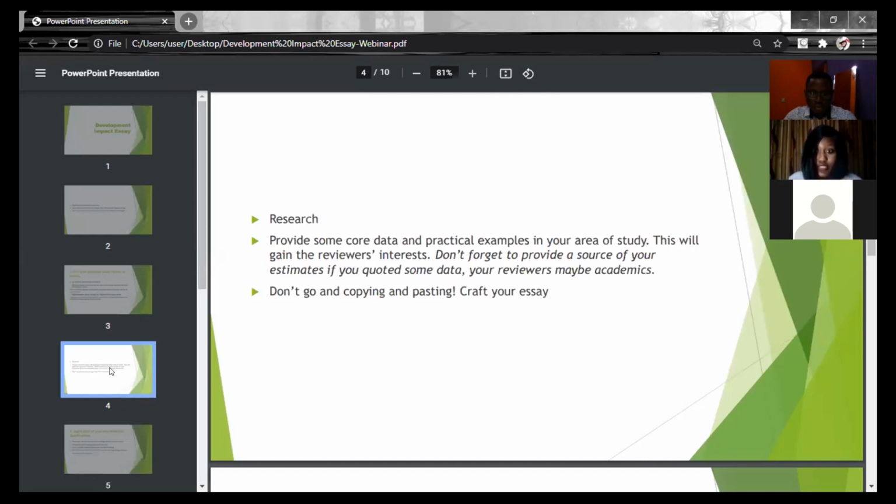So do some research and provide practical examples, provide data, as Faithful had said before. And please, when you provide your data, state which source you got this data from. Do not just say 75% of the youth in maybe Nigeria. State which source you have gotten this data from, okay?